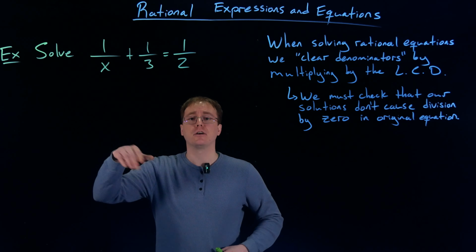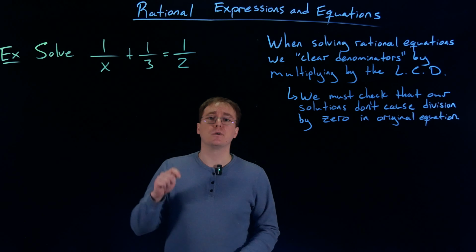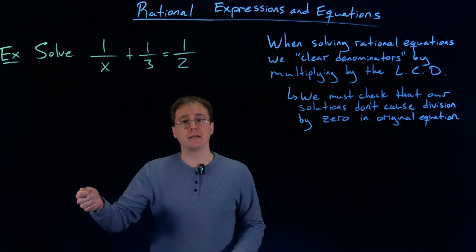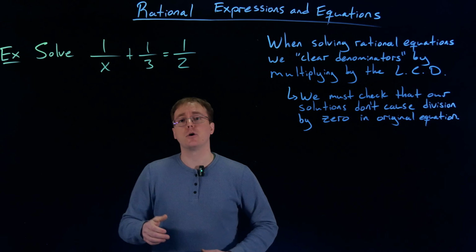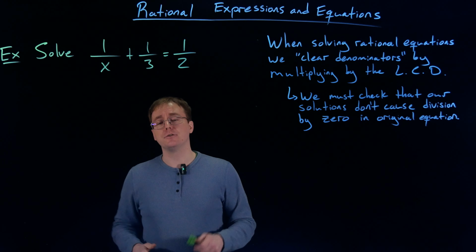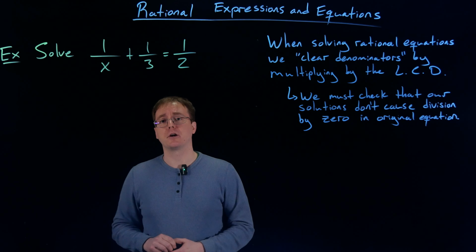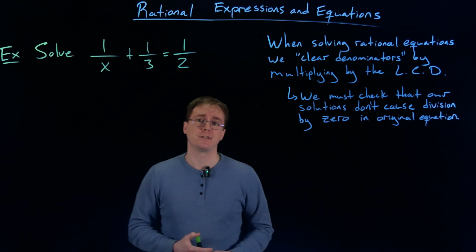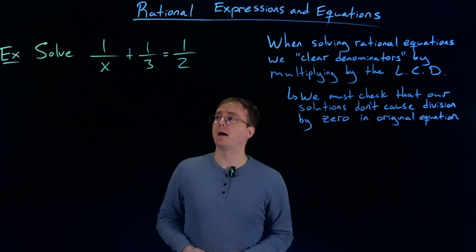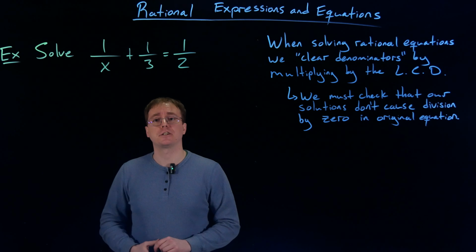So once we get our x values that solve a rational equation, we look at those x values in our original equation and make sure that if we plug them in, they don't cause division by zero. If they do cause division by zero, then those are what we call extraneous solutions, and we don't include them in our final solution set. So with those notes in mind, let's go ahead and try to solve this rational equation.